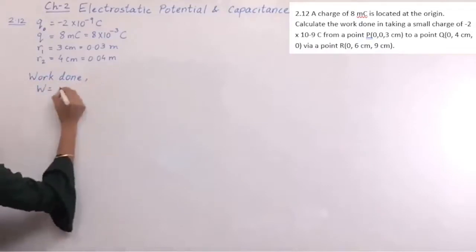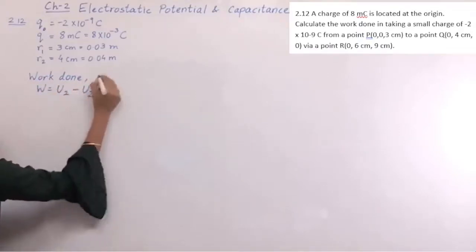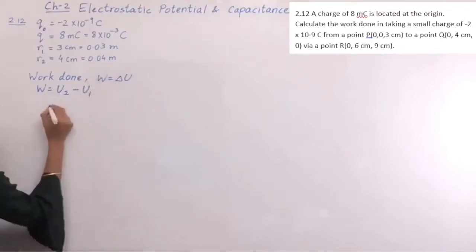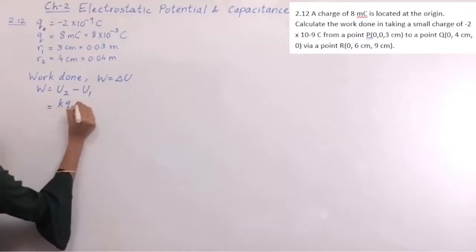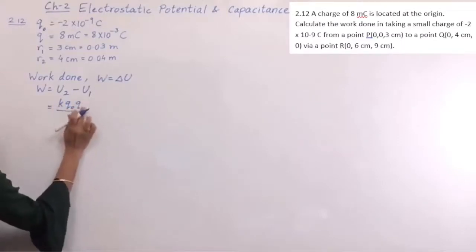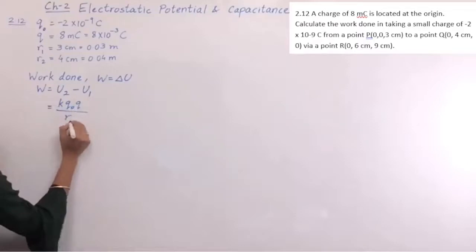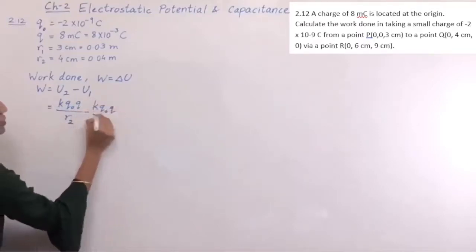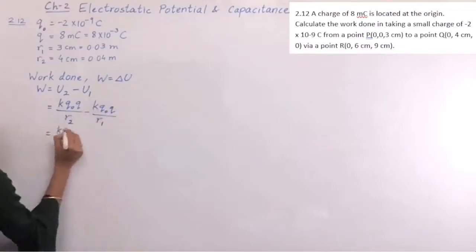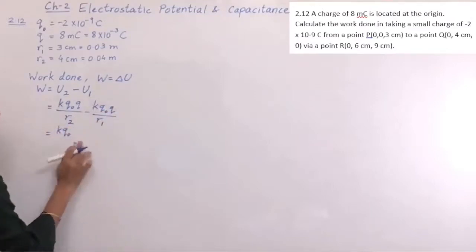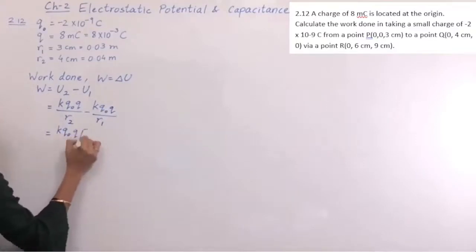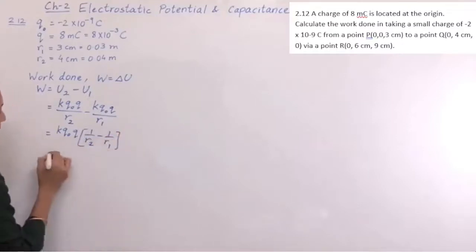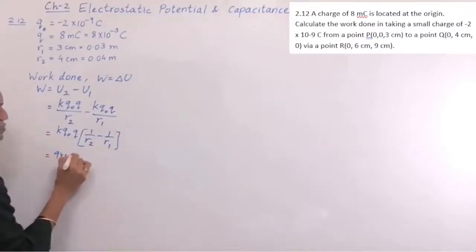W equals the change in potential energy. W equals delta U. So U2 minus U1. U is K Q0 Q, test charge times the charge, upon R. R2, the final position, minus K Q0 Q by R1. So K Q0 Q can be taken out as common, and 1 upon R2 minus 1 upon R1 equals 9 × 10^9.